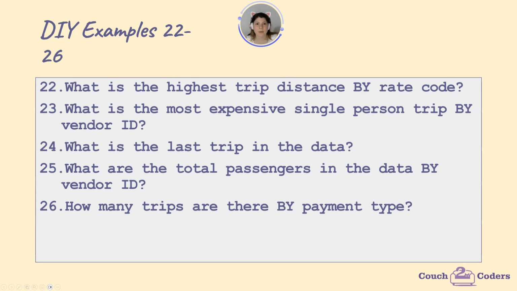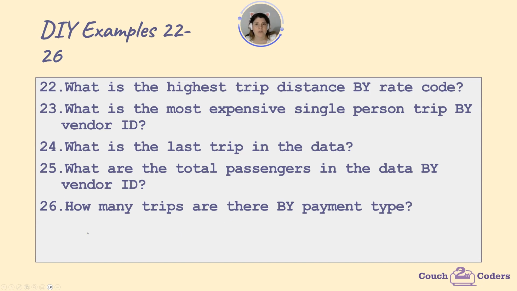The examples that I have prepared for you. First, using our taxi trip data that we've been using since the beginning of the course, what is the highest trip distance by rate code? What is the most expensive single person trip by vendor ID? What is the last trip in the data? What are the total passengers in the data by vendor ID? And finally, how many trips are there by payment type?